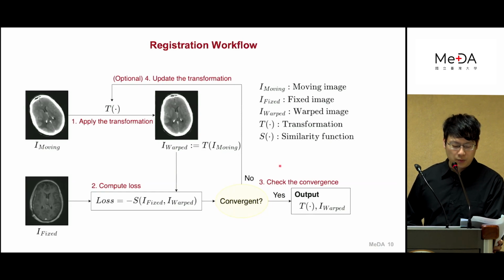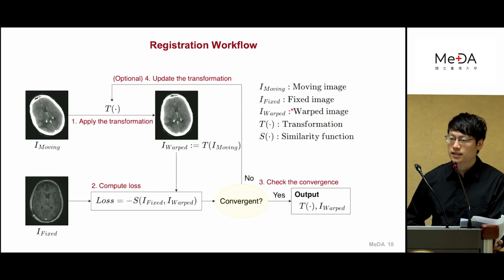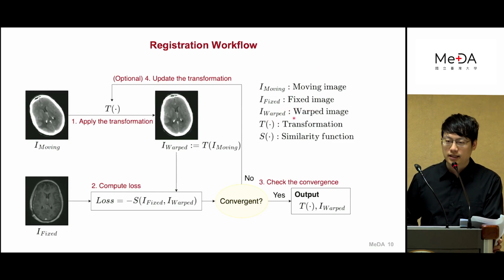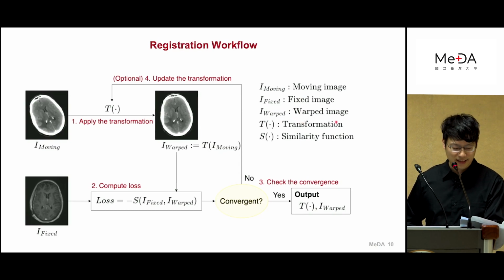Now let me introduce the workflow of image registration. To begin, we establish some notations. I_moving represents the moving image. I_fix represents the fixed image. And I_warp is the transformed image. Commonly, we refer to it as the warped image. Additionally, T denotes the transformation, and S is the similarity function that quantifies the similarity between the two images.